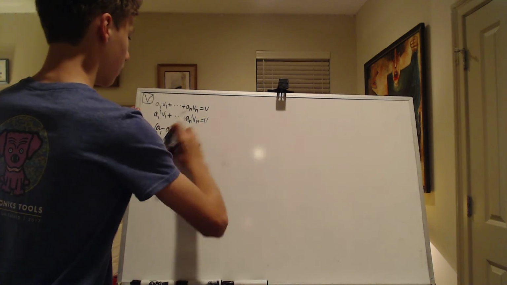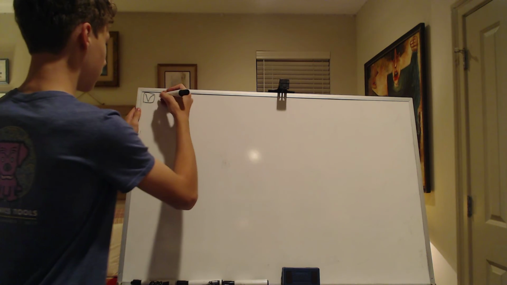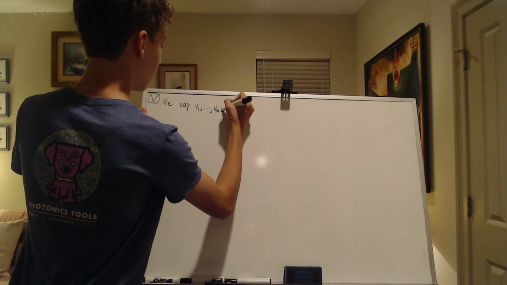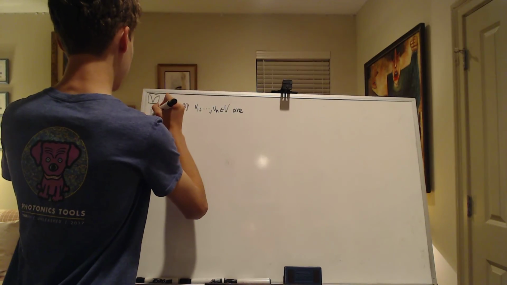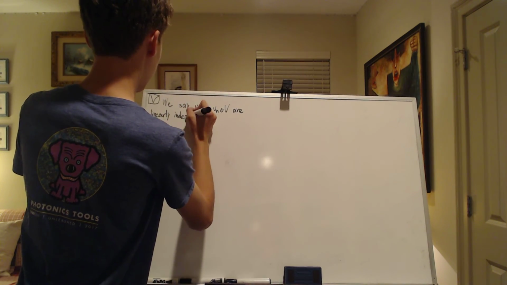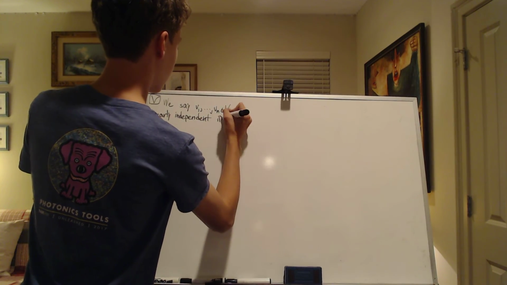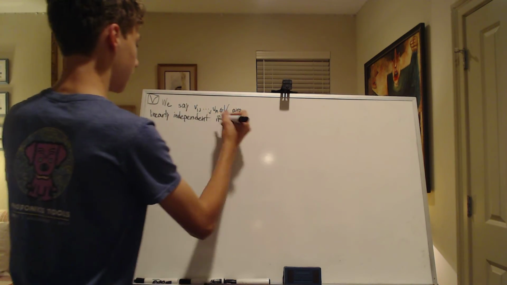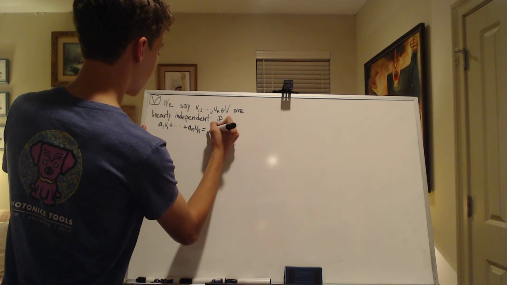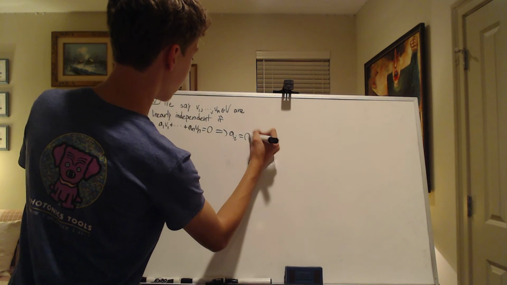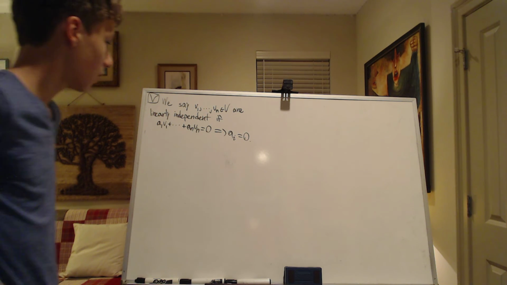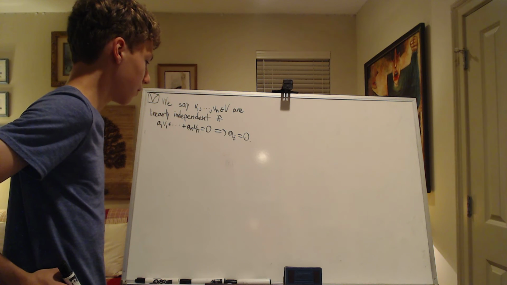So we say v1 all the way through vn are linearly independent if a1 v1 plus ... plus an vn equaling 0 implies that each ai is equal to 0. Okay. Well, that's important.